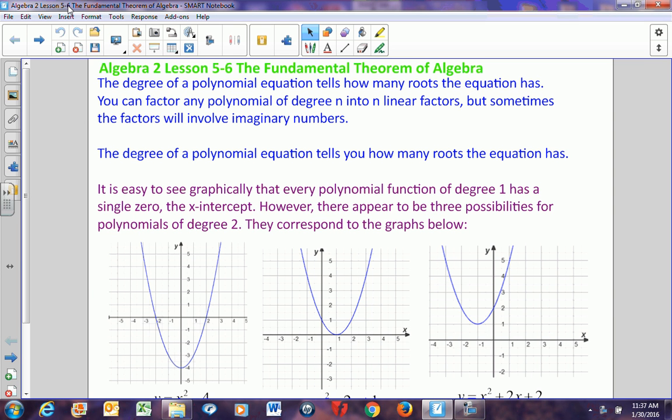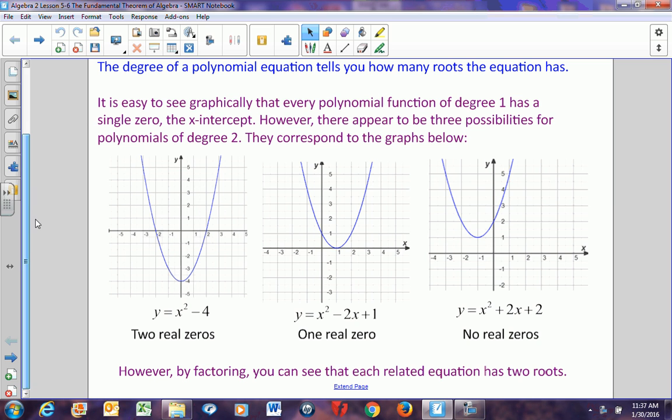It's easy to see graphically that every polynomial function of degree 1 has a single zero, the x-intercept. However, there appear to be three possibilities for polynomials of degree 2. They correspond to the following graphs below. Let's take a look at them.